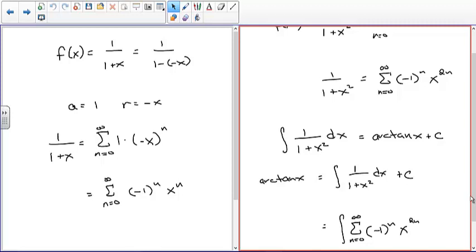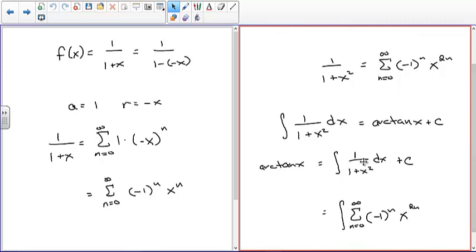And what you do is for 1 over 1 plus x squared dx, you put the infinite series representation of that into the integral. And I forgot my plus c here. So for this expression, I put in this expression.